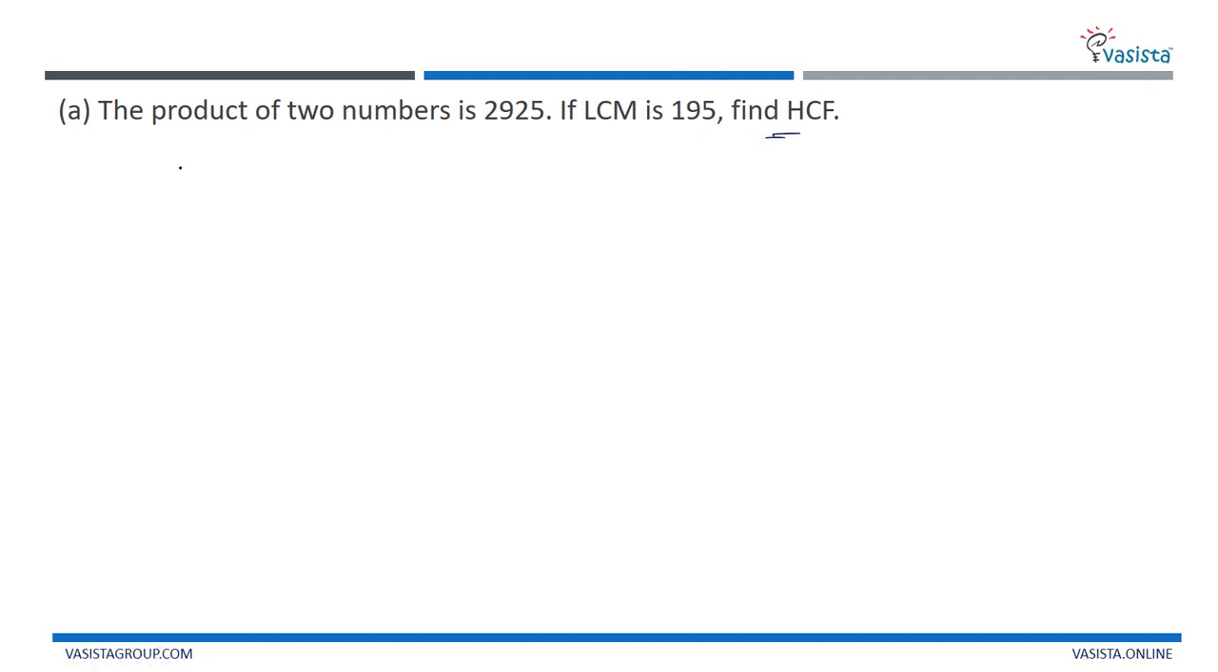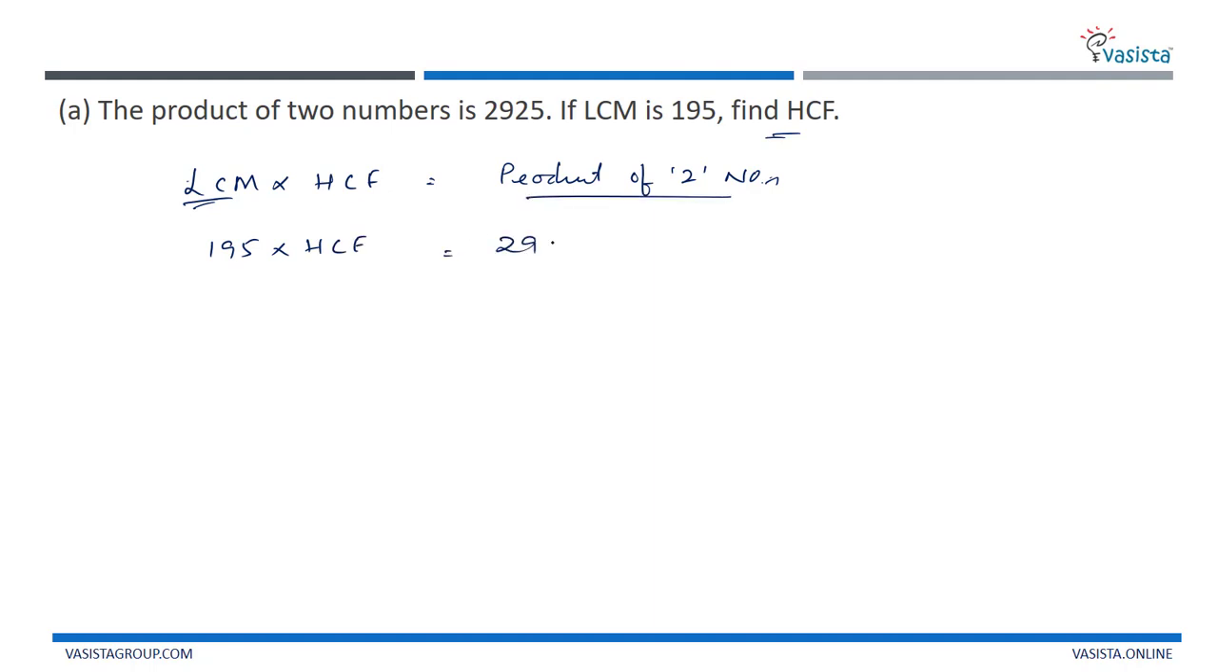Right, so we know the formula, that is LCM into HCF is equal to the product of two numbers. Now LCM they have given, that is 195 into HCF is equal to the product of two numbers they have given, that is 2925. So we need to find HCF, right? HCF is equal to 2925 divided by 195.